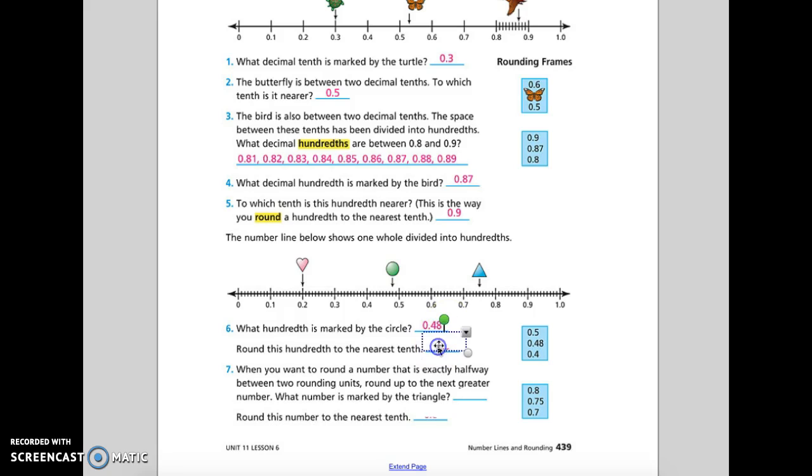All right. If you came up with 5 tenths, you're right. So again, it's closer to 5 tenths on the number line. But also, if I look at the 8 in 48 hundredths, I know that's bigger than 5.